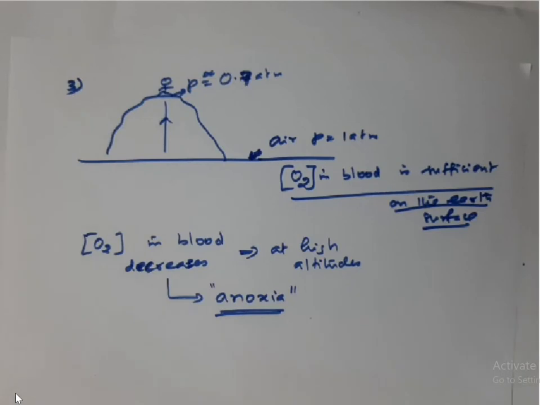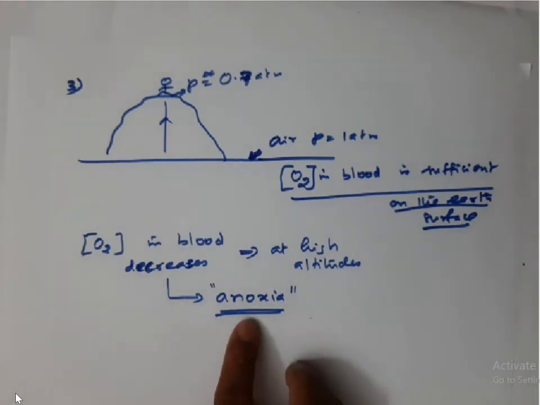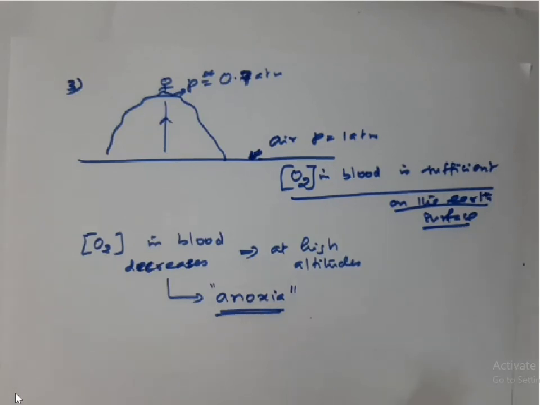So what is anoxia? At higher altitudes, oxygen in blood decreases. Yeah, very good. It causes anoxia. Good. Anoxia is a condition in which people will become weak and are unable to think due to low concentration of oxygen in their blood.